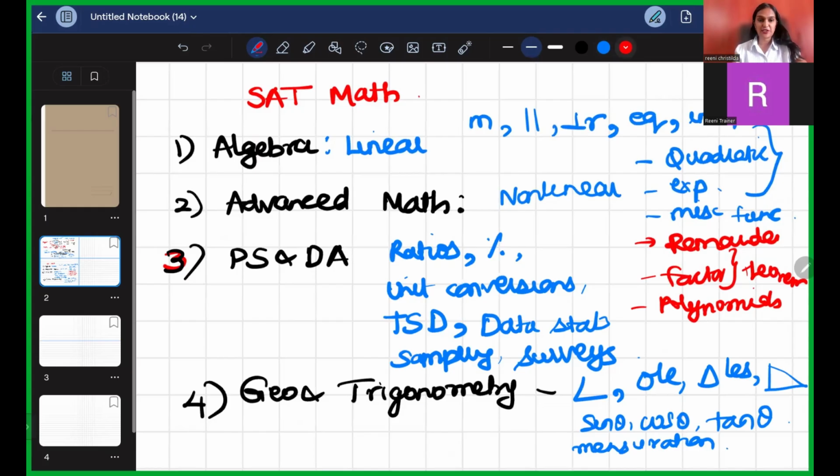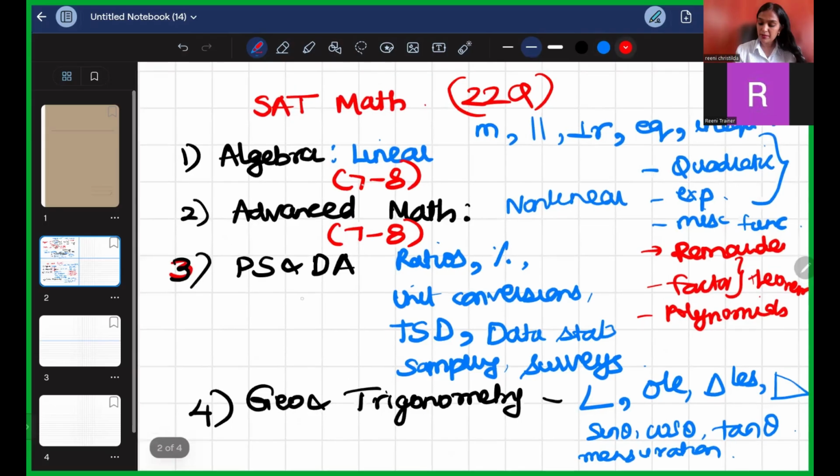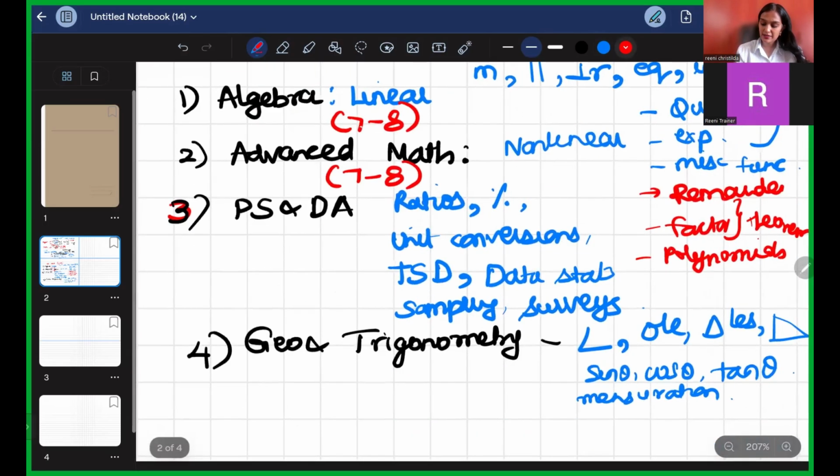So how about the weightage of these topics? I told you there are 22 questions in SAT math. How is it bifurcated between the four? From algebra, you get around 7 to 8 questions. Similarly, from advanced math, you get 7 to 8 questions. That's around 14 to 16 questions. And from problem solving and data analysis, you get 3 to 4 questions. And from geometry and trigonometry, again, 3 to 4 questions.